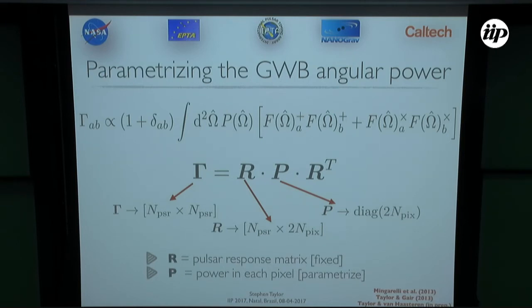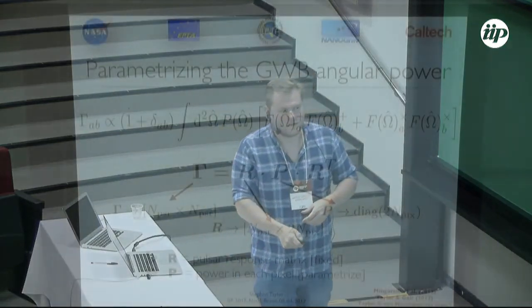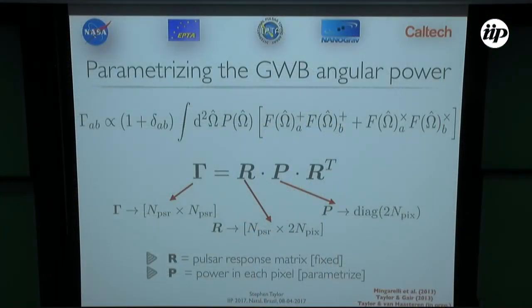For example, black hole binaries on this side of the sky can't know what black hole binaries are doing on this side of the sky. So any power correlation matrix has to be diagonal. So we can just treat this as a diagonal matrix, which is 2n pixels in length. This is something you already know. This is simply from your antenna pattern equations that you can write down.